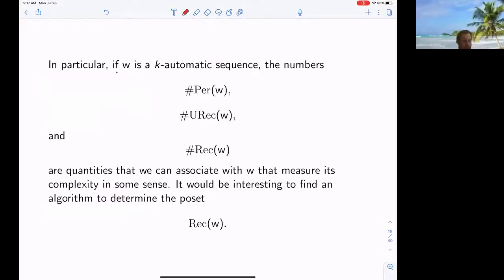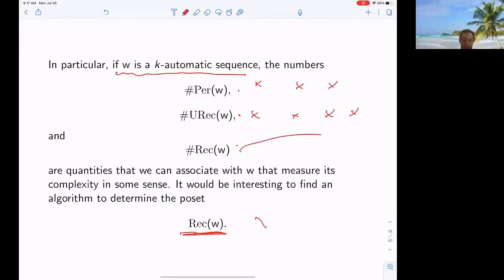But the important point I want to look at is that if you have a k-automatic sequence, then these are sort of invariants, and in some sense they're proxies of the complexity of the word. It would be interesting to understand these quantities better. In particular, I'd like to understand the poset of recurrent words. How complicated can it be? These posets are sort of just a union of atoms, but this one, you can have all sorts of weird things that seem to occur, and it would be nice to have some characterization of what it looks like.